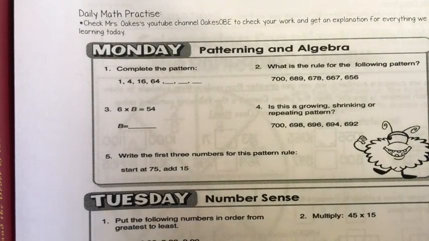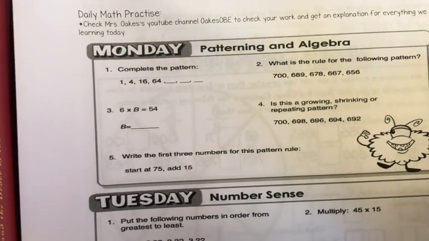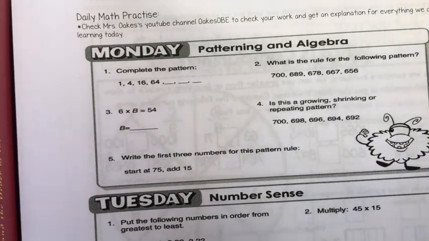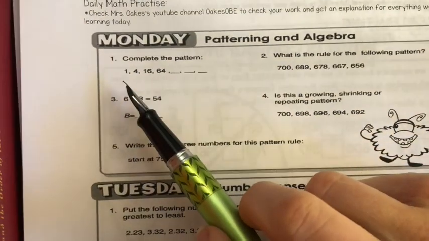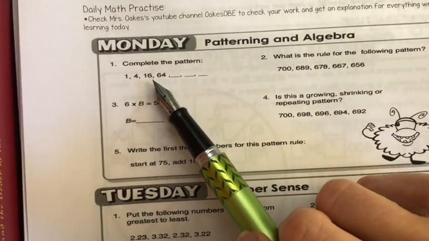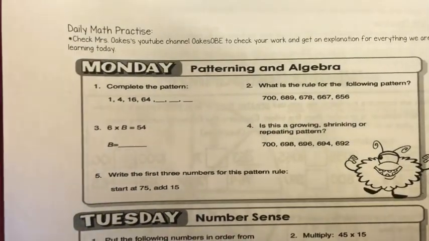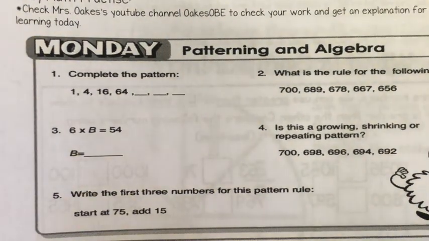So today I have the daily math for Monday and Tuesday for you, and we're going to work through it right now. It says to complete the pattern. When you look here, can you tell what this pattern might be? I see an increasing pattern. It goes 1, 4, 16, 64. Each time the pattern increases, it's multiplying by 4.